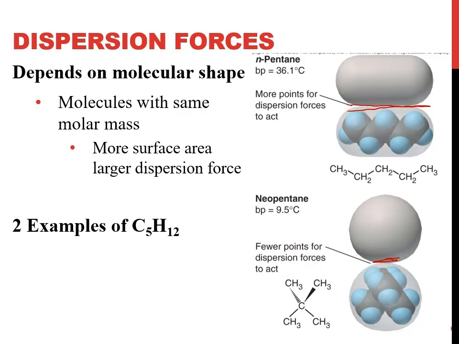The more surface area, the more energy it's going to take to break those 2 molecules apart into the gas phase. Compared to neopentane with a small surface area, it will not take as much energy to make it go into the gas phase. So when molecules have similar molecular masses, we want to look at the shape. The more surface area we have between our molecules, the stronger the dispersion forces will be.